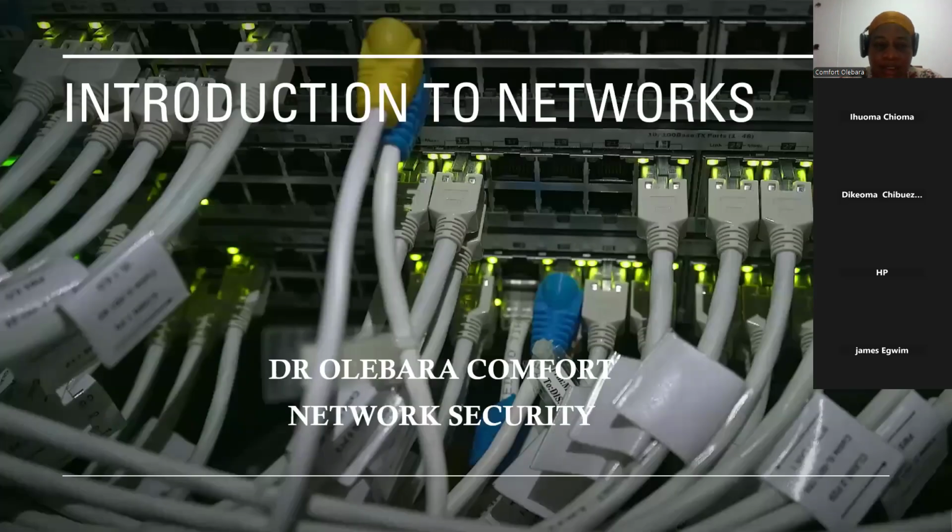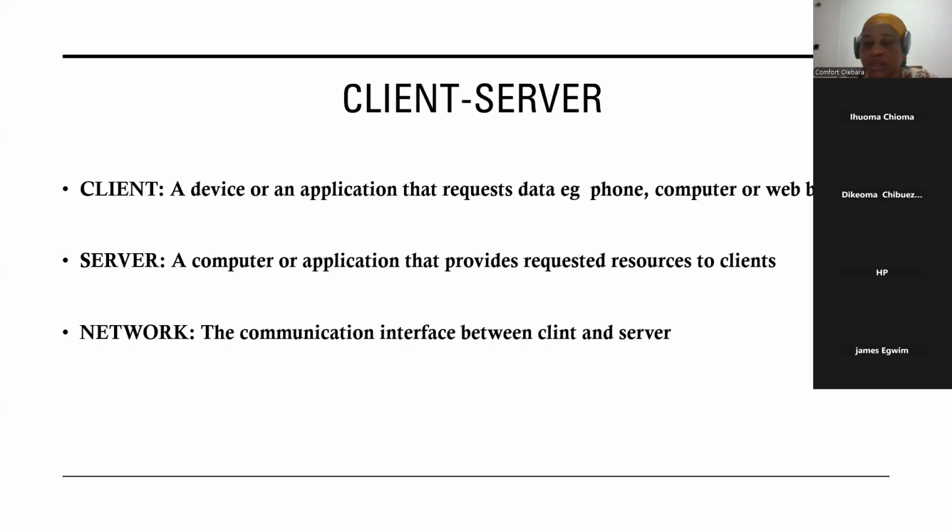We talked about client, server, and the network being constituents of a full network system. The client is the device or an application that requires data, such as our phone, our web browser, our computer. The server is a computer or application that provides requested resources, such as a URL or any data that the client is requesting, and the network is the communication interface between them.